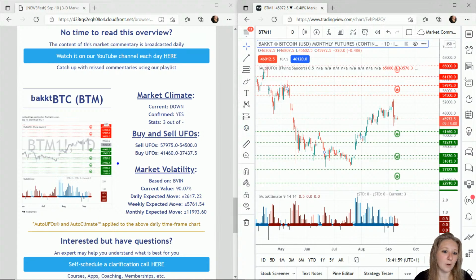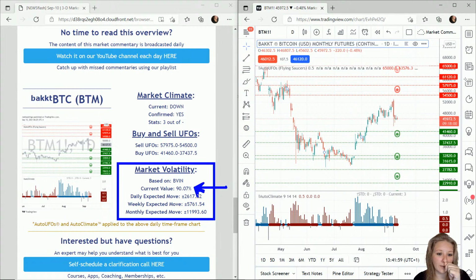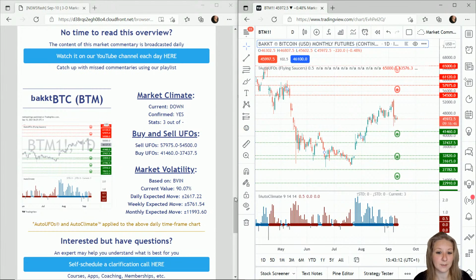Now, on Bitcoin, we have an expected movement up or down in a year of 90.07%, which means in a day, up or down of 2,617.22 points. In a week would be up or down of 5,761.54 points, and in a month 11,993.6 points. So that's Bitcoin.